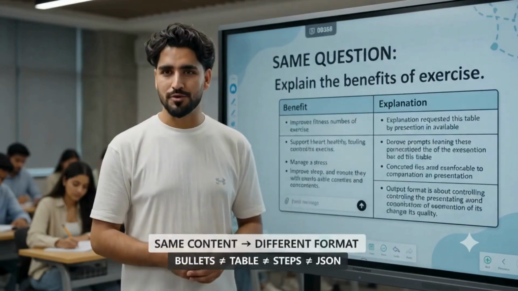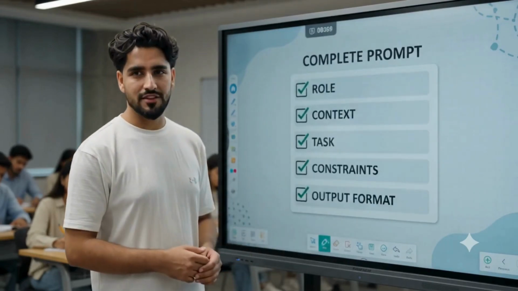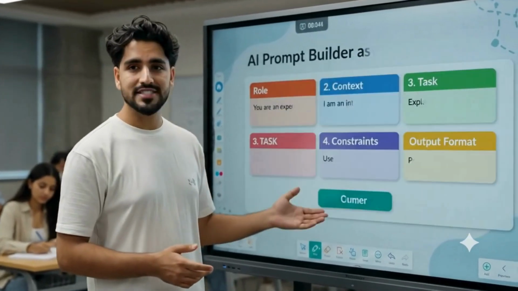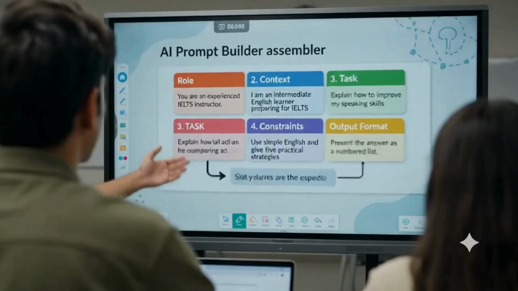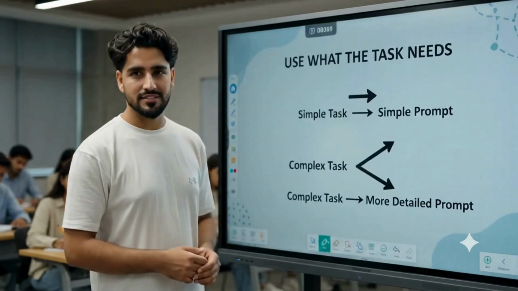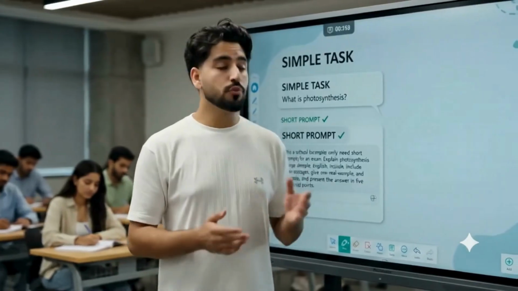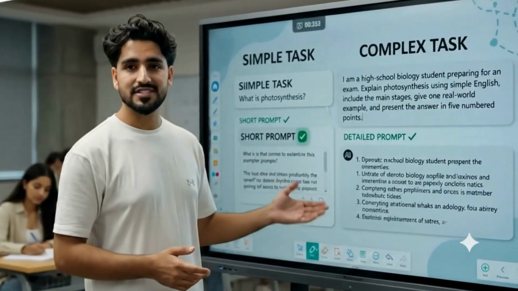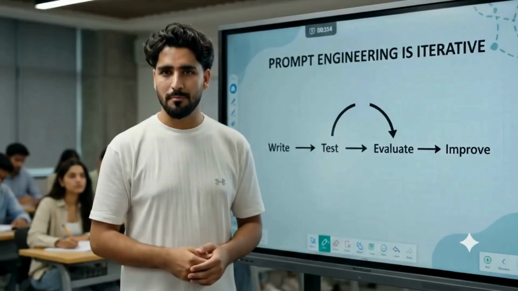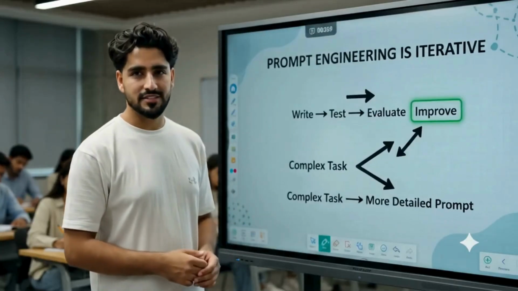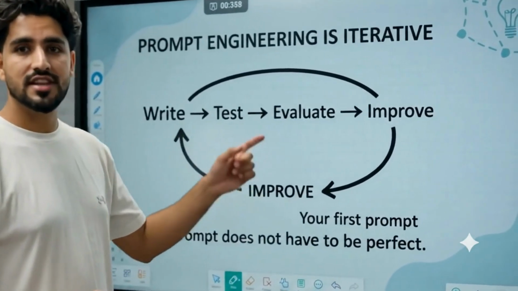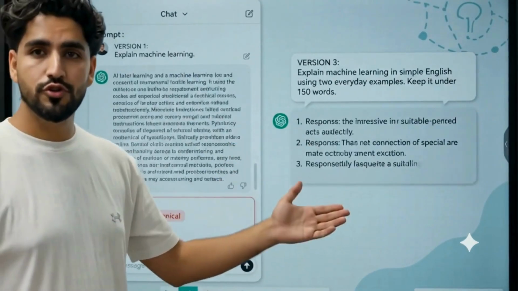Now we've reached the important part, putting all 5 elements together. Here is the complete framework. A strong prompt can combine role, context, task, and output format into one clear instruction. But remember, the right prompt depends on the task. For a simple task, a short prompt may be enough, but when the task is complex, adding relevant context, constraints, and a clear output format can make the prompt stronger. This is called iterative prompting. You write a prompt, test the response, evaluate the result, and then improve your instructions.